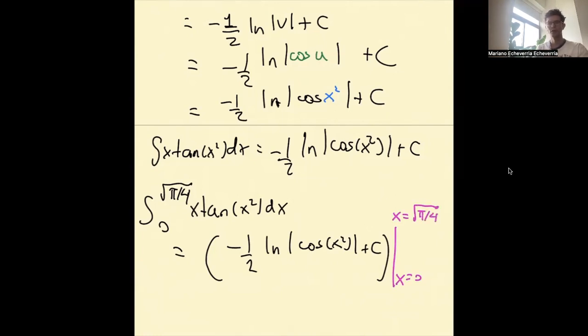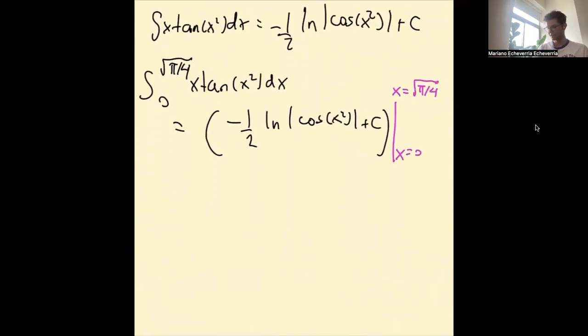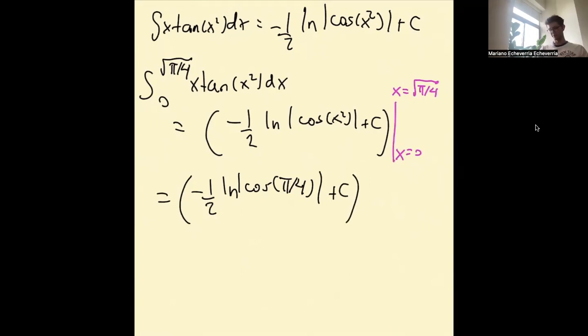Is that making sense? So let's just plug that in. When you put x equals root of pi over 4, you get minus 1/2 of ln of cosine of x squared, but x squared is pi over 4, plus c. That's what we get when you put x equals root of pi over 4. And then what do you get when you put x equals 0? So this is what you get when x equals pi over 4. And then what do you get when x equals 0?